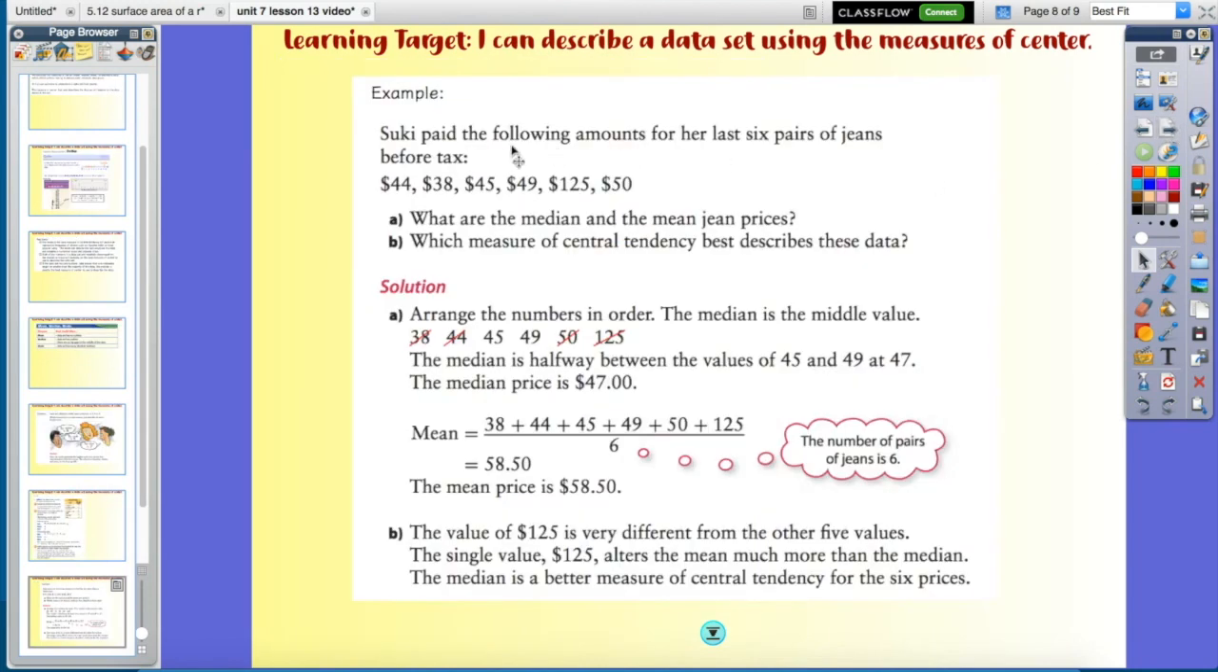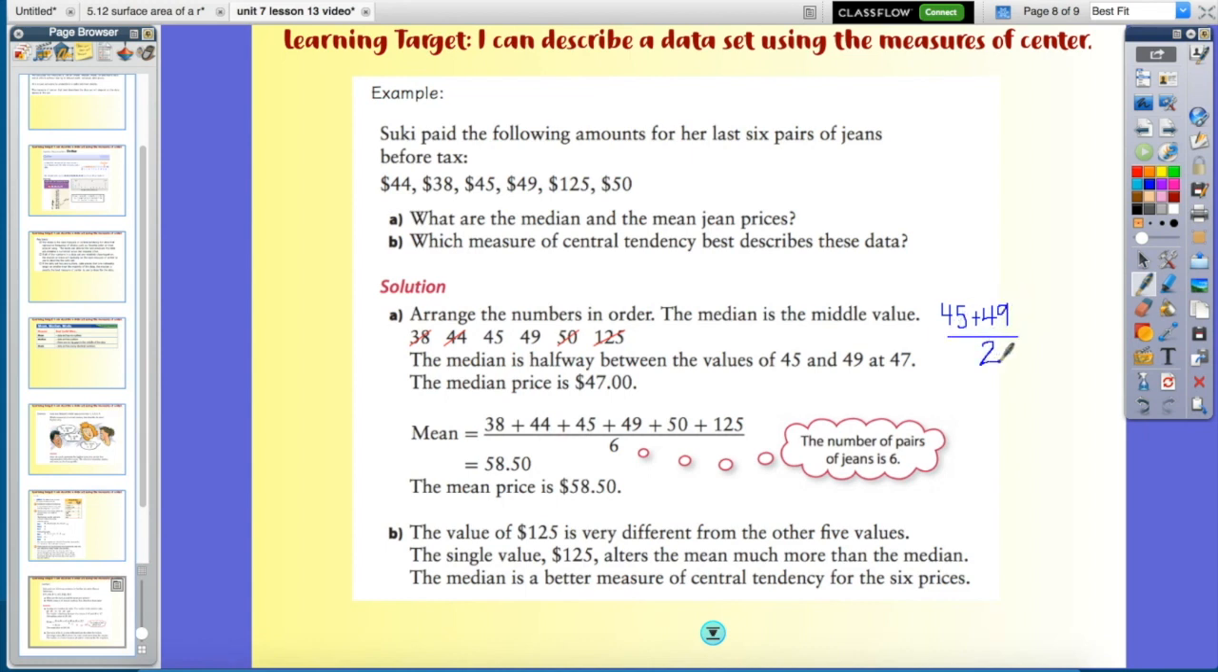And here's one last example. Suki paid the following amounts for her last 6 pairs of jeans: $44, $38, $45, $49, $125, and $50. So they ordered the data set least to greatest. The median is 47. There's 2 values here in the middle, 45 and 49. So you would have to do 45 plus 49 and divide by 2, which gives you 47. The mean price is $58.50.